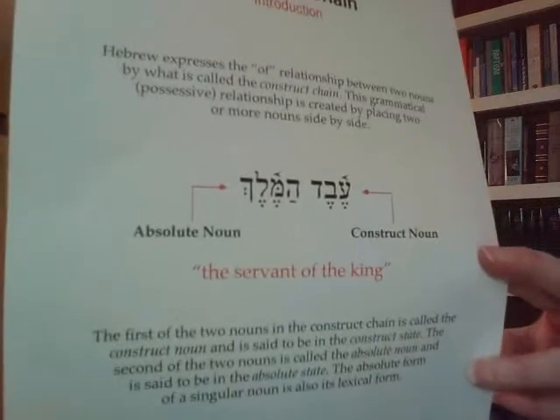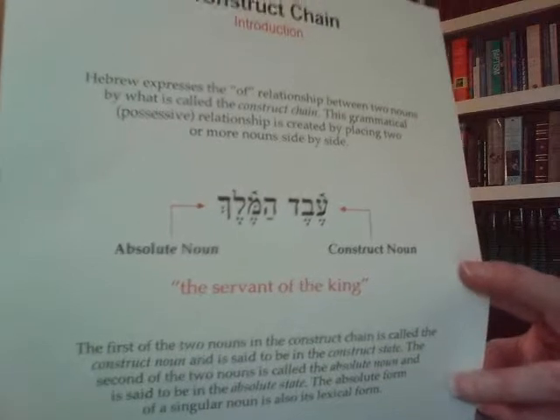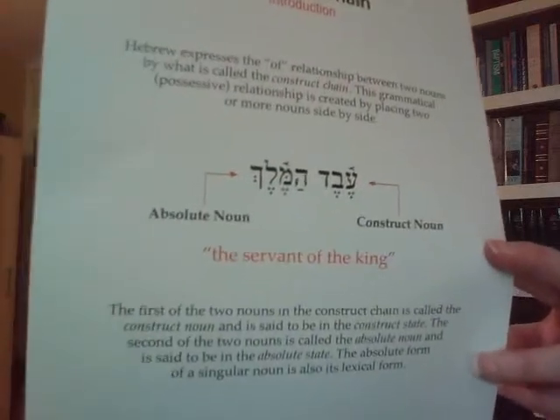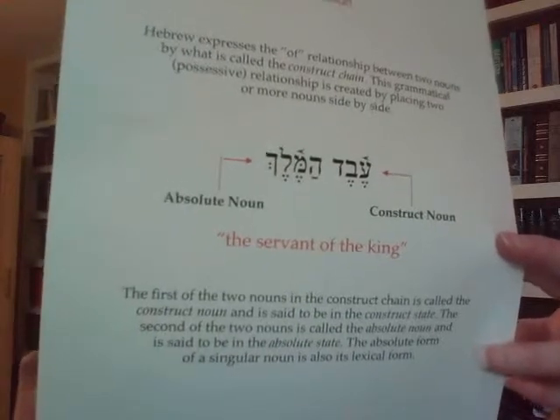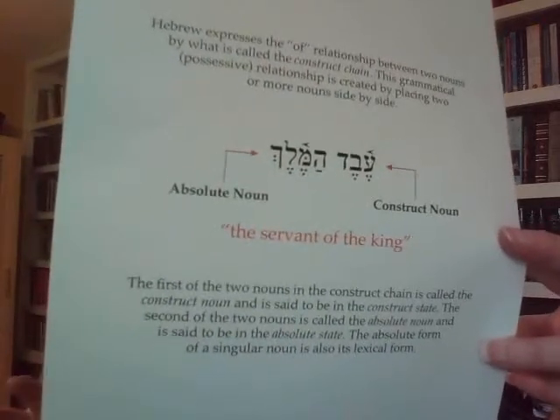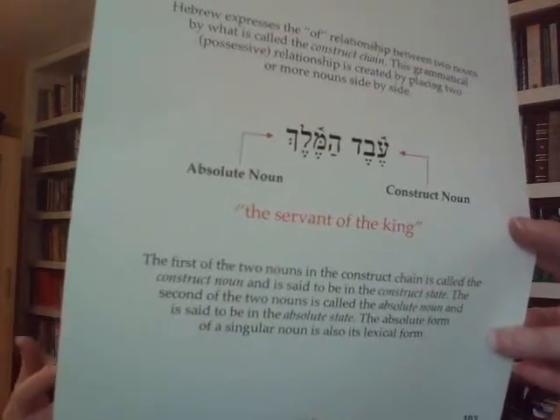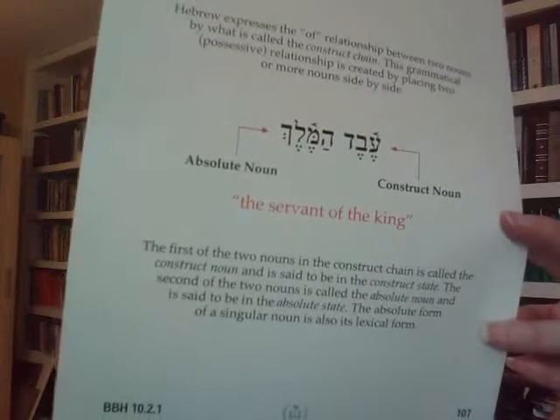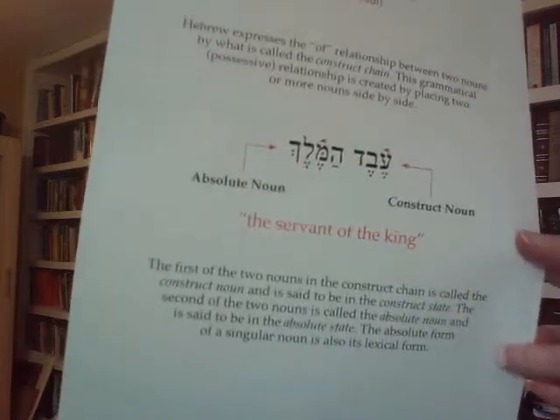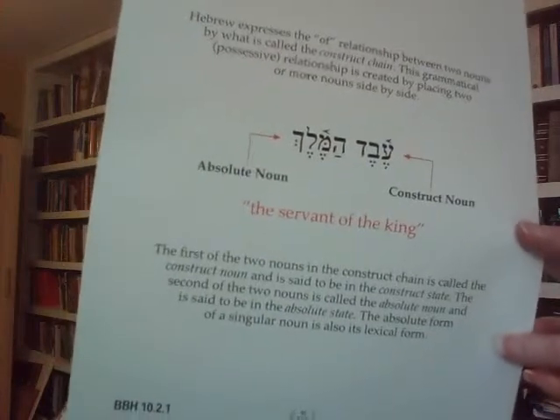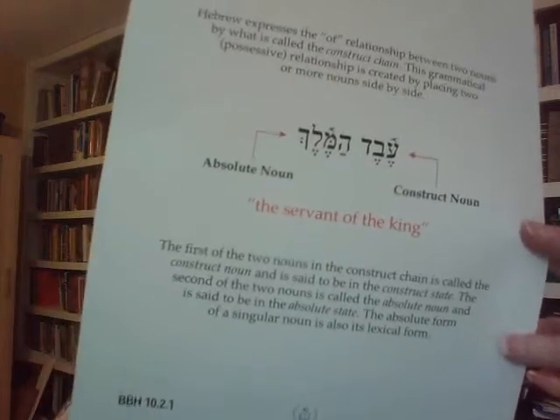This is also located in your textbook, chapter 10, page 95 in my book. But in Hebrew, as in Greek, there's no word for "of." The word "of," the possessive relationship between two nouns, is denoted by what we call a construct chain. Now, this construct chain in Greek was referred to as the genitive, and this construct chain is just simply a grammatical relationship that's created by placing two or more nouns side by side.